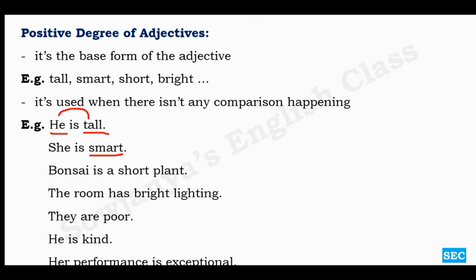Here also the same thing. Smart is describing the pronoun she. Short is describing the noun plant. Bright is describing the noun lighting. Poor is describing the pronoun they. Kind is describing the pronoun he. Exceptional is describing the performance, her performance. So if you observe all these sentences, what are we doing here? We are making no comparison at all. Then only we can go for this degree of adjective, the positive degree.